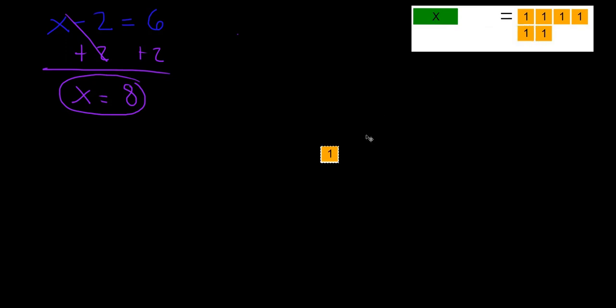So, here's 1, and here's 2. So, my final answer is going to be x equals 8. As you can see, it's the same answer we got over here. This is why this method works. So let's go ahead and try a couple more problems with subtraction.